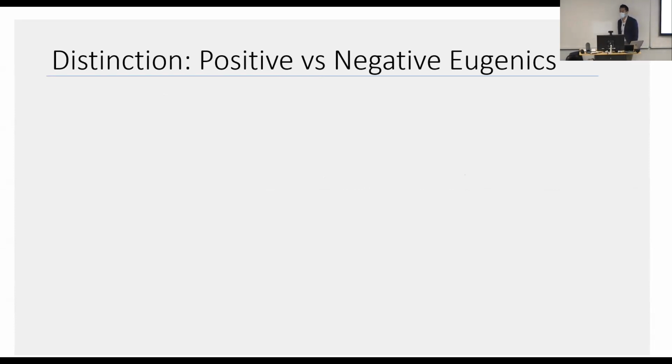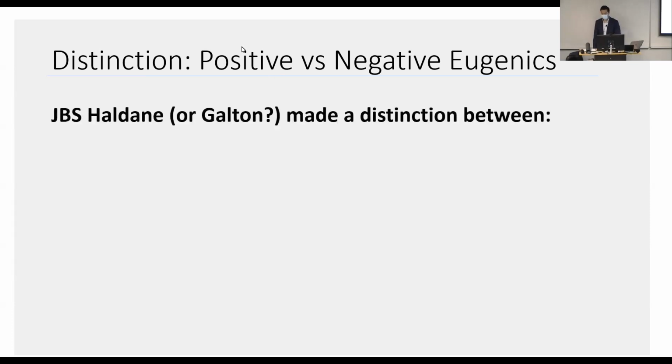What I mean by old is that it's existed for some time. The distinction is between positive and negative eugenics. So I suppose Galton lived before J.B.S. Haldane. Galton is an evolutionary biologist in his own right. I believe he's the cousin of Charles Darwin, but he's probably known for his statistics more. Now, J.B.S. Haldane was a very, very famous evolutionary biologist.